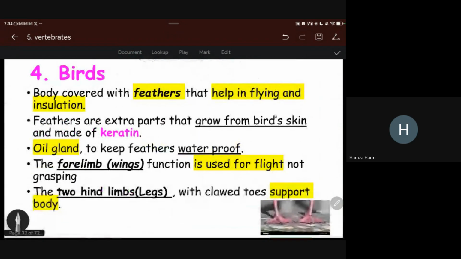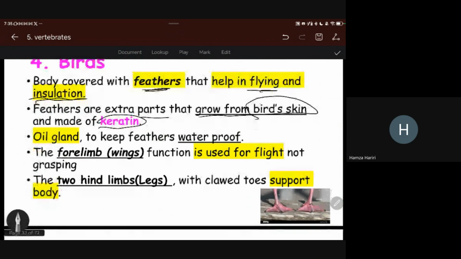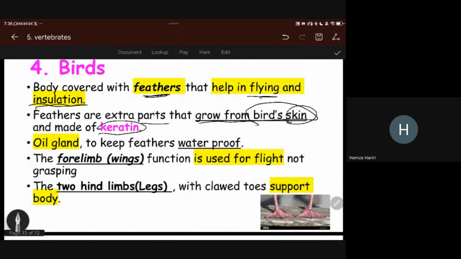Next, we have birds. Their body is covered by feathers, and this helps them in flying and as an insulation to protect them from changes in temperature. Feathers are extra parts that grow from birds' skin and are made up of keratin. So feathers are made up of what? Keratin, which is a type of protein. And they grow from where? They grow from the skin.